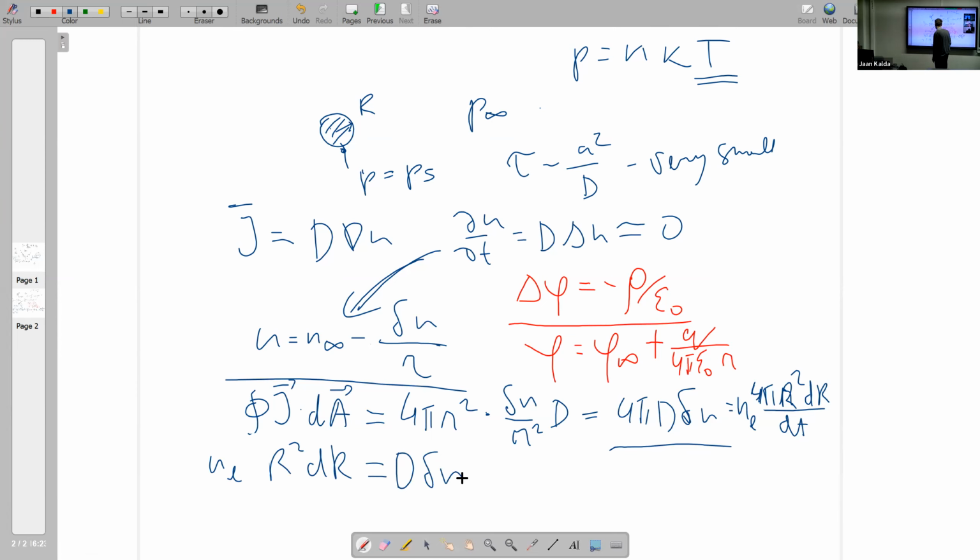dn, and dn is the concentration difference at infinity and at the droplet. So it describes oversaturation, how oversaturated it is. dn multiplied by dt, and then we would be able to integrate this to obtain how it becomes basically r cubed, how it will change in time.